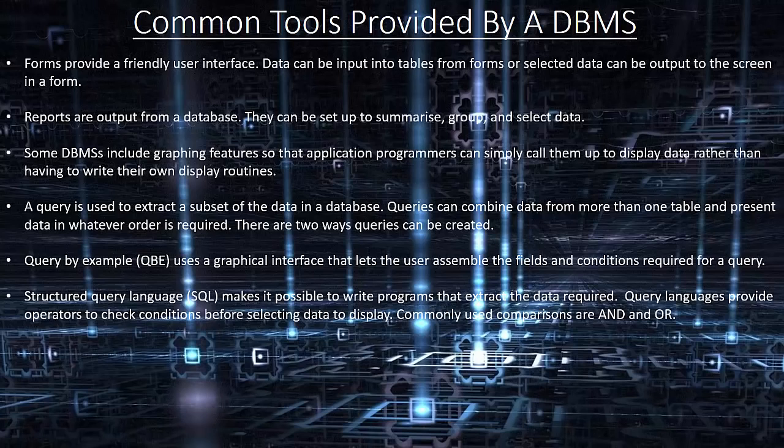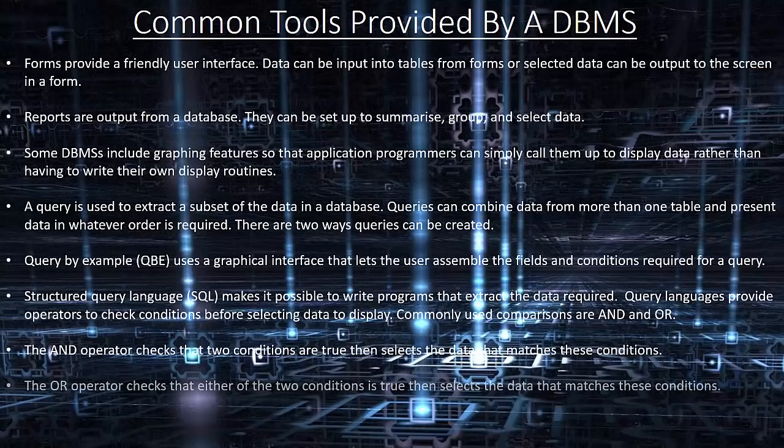Query languages provide operators to check conditions before selecting data to display. Commonly used comparisons are AND, OR. The AND operator checks that two conditions are true, then selects the data that matches these conditions. The OR operator checks that either of the two conditions is true, then selects the data that matches these conditions.